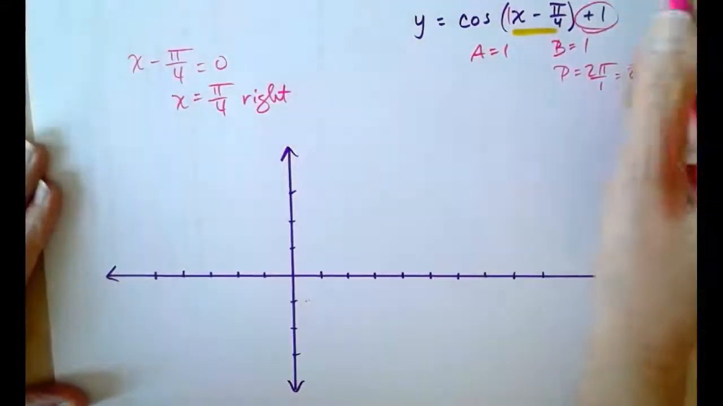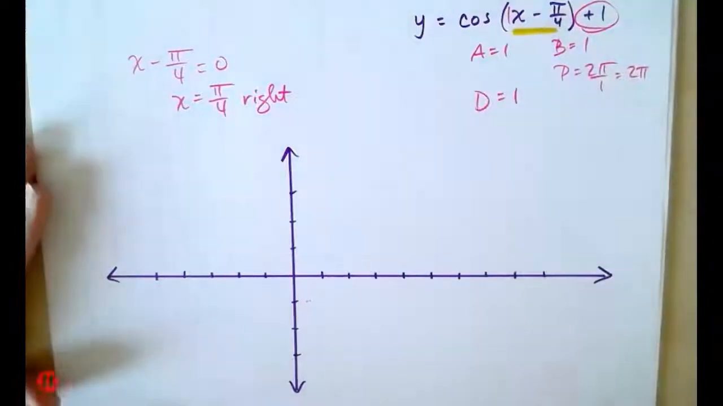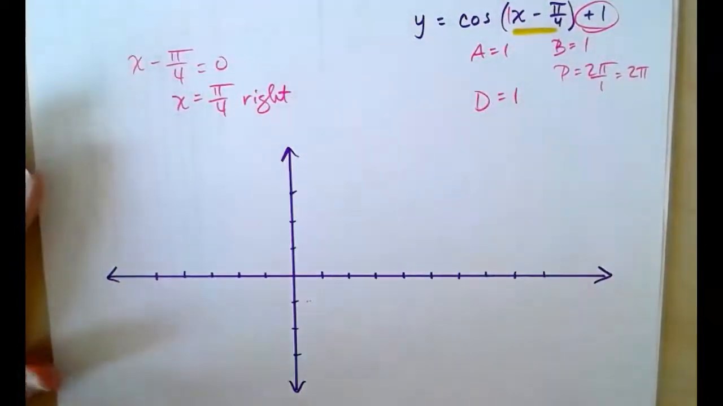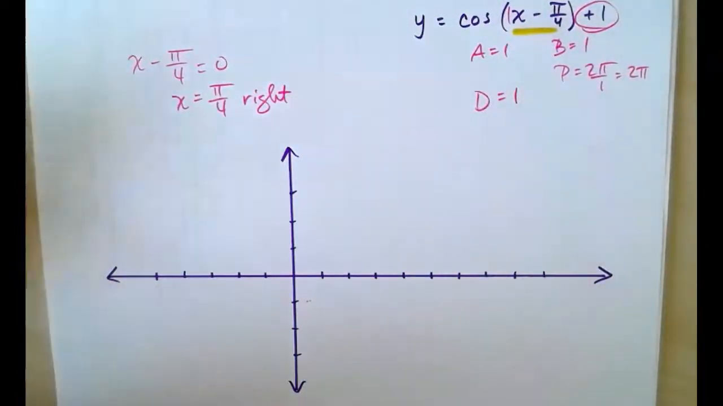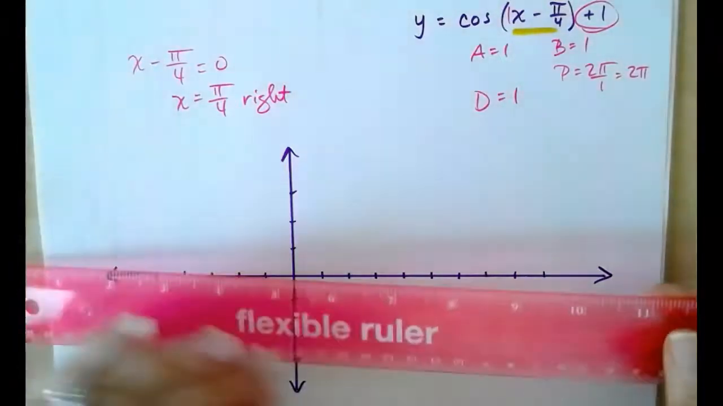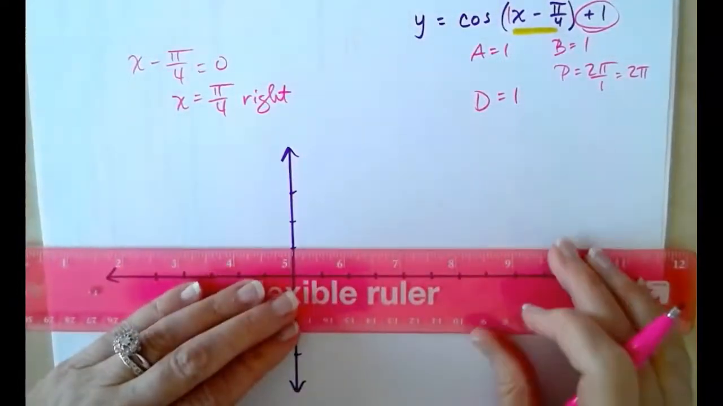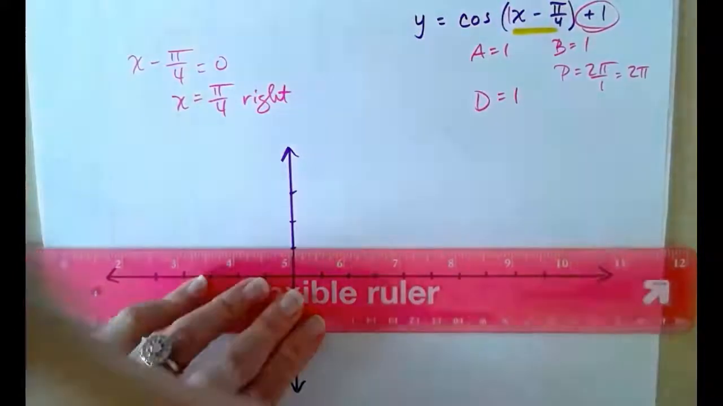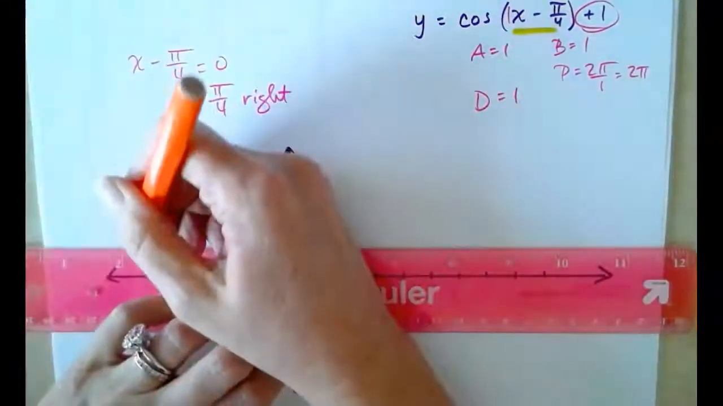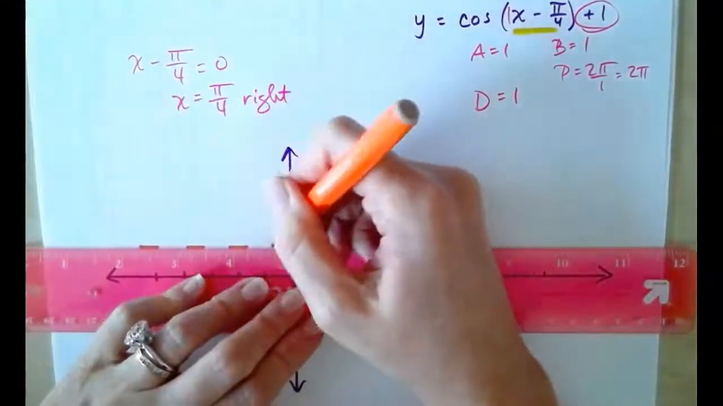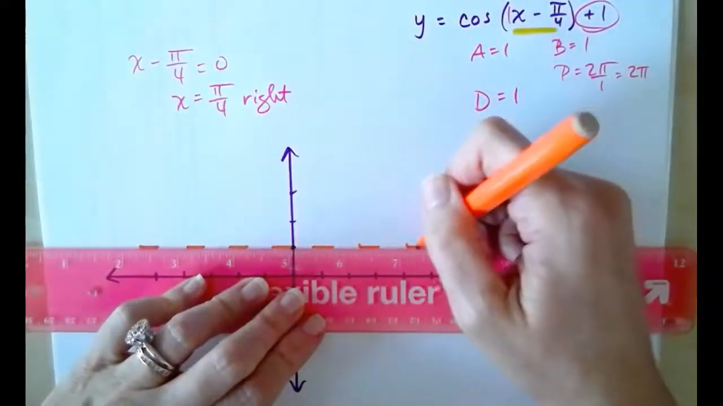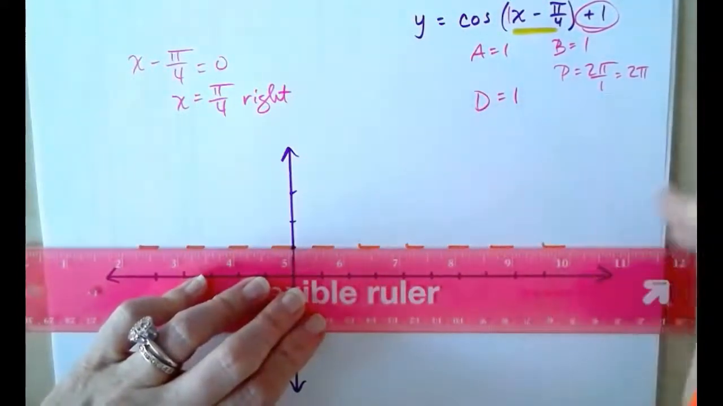And of course, we have a d value of +1. So we have a vertical shift up 1. That means a new midline. So the midline right here at +1. I'm going to draw in my auxiliary midline to help with my graphs.